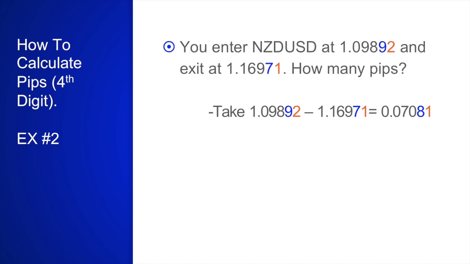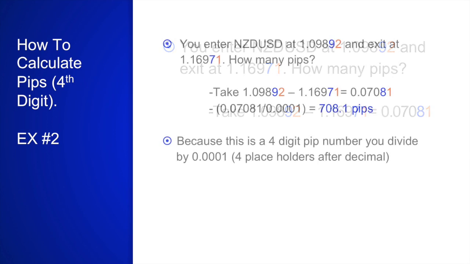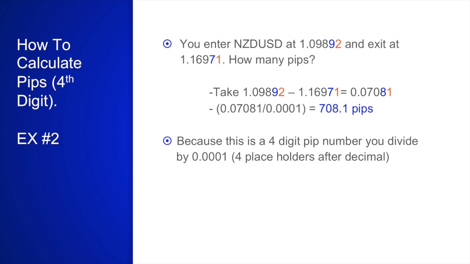The 8 is blue because that's the pip. The 1 is red because that's the pipette. And what do we do with the pipette? Ignore it. Now remember, one way you can solve this, if you like to divide numbers, is you take 0.0001 and divide that decimal. So if you have 0.07081 in your calculator, you can hit the divide button and divide by 0.0001. You should get equals 7081.